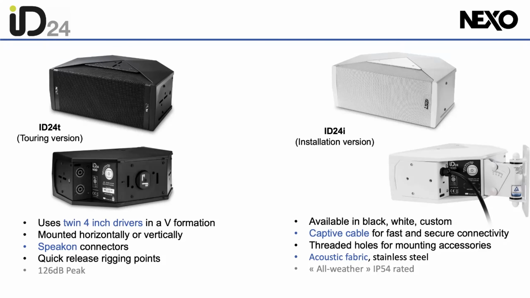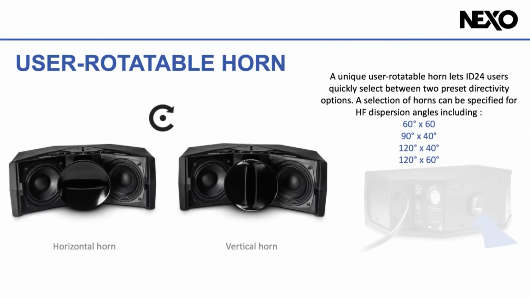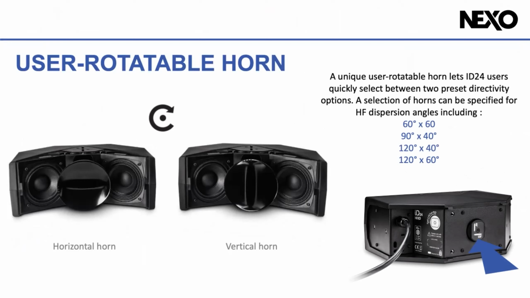One of the great features of these is there is a user rotatable horn in these speakers, in both the install and touring version. You can see there are 4 different models available: a 60x60, 90x40, 120x40, and 120x60. Where that arrow is pointing at the back of the speaker, you push that knob in and turn it, and then you have easily rotated the horn for other applications, whether that's horizontal or vertical. So you can easily apply these in the field.